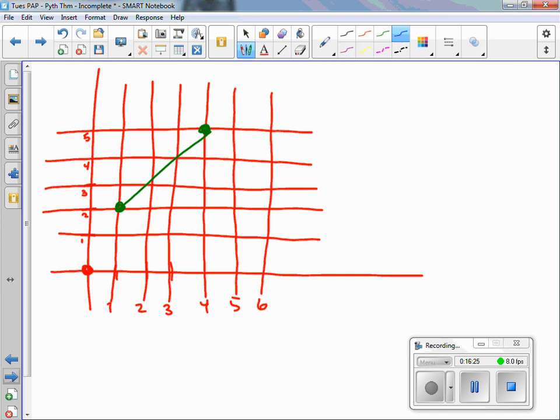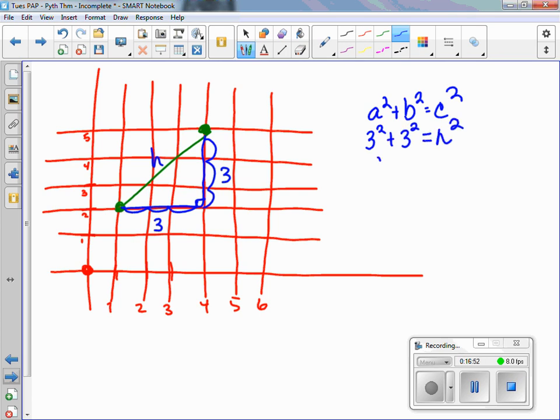My suggested way is, I know that's a right angle because it's a horizontal line and a vertical line intersecting. So if I do this, this is 3 units long. And this is 3 units long. I now have a right triangle. So I can do a squared plus b squared equals c squared using 3 and find my h. This is going to be 9 plus 9, which gives me 18. So h is going to be the square root of 18.